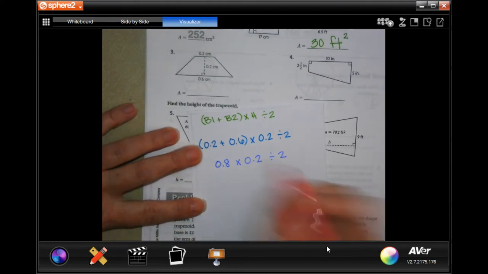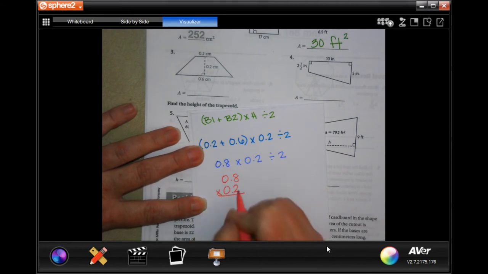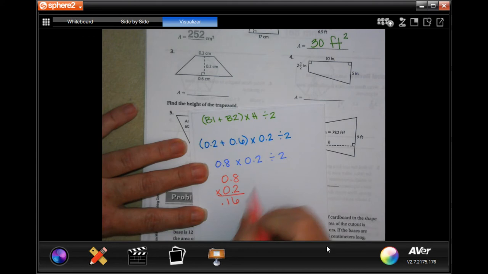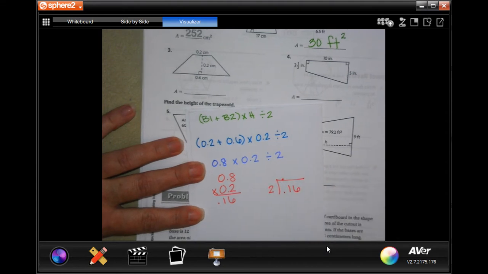So I'm going to do 0.8 and 0.2. I'm going to multiply that, and 2 times 8 is 16. We're going to go in 1, 2 places for the decimal. So 0.16 divided by 2. We're going to put that decimal there.